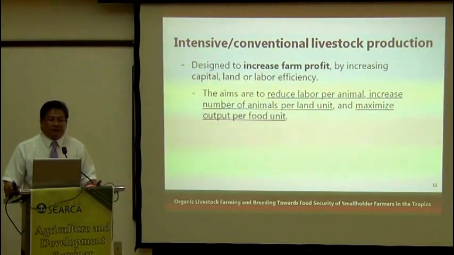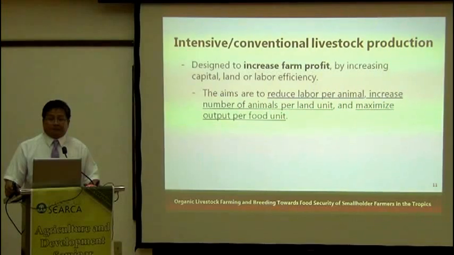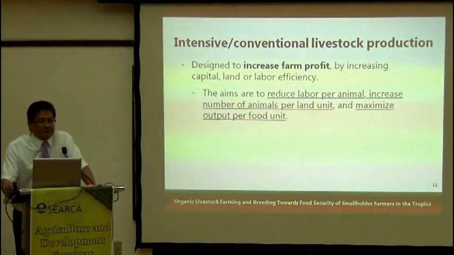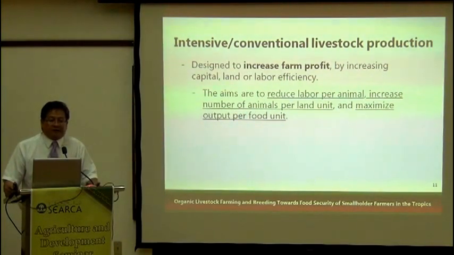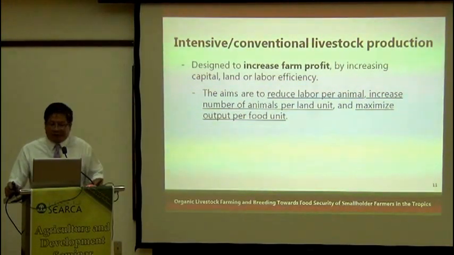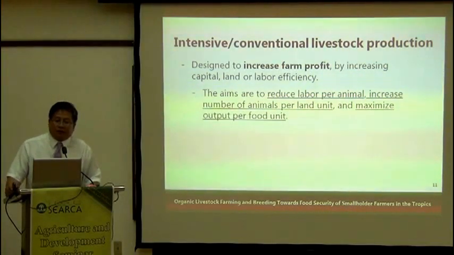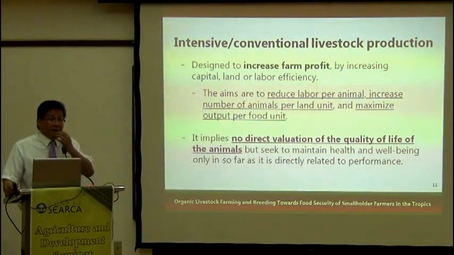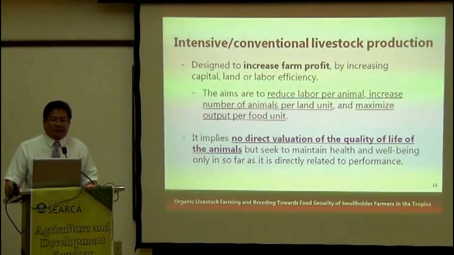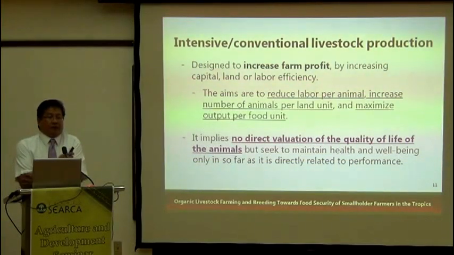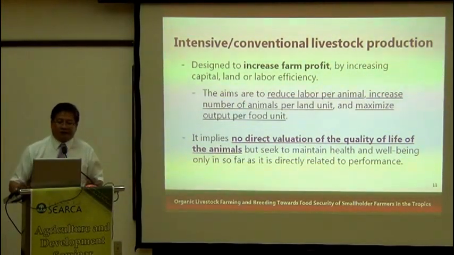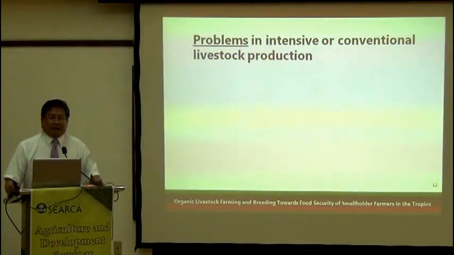When you say intensive or conventional, it's basically designed to increase farm profit. And this is what we were taught when we were freshmen, especially in agriculture. This usually involves increasing capital, land, or labor efficiency, especially for livestock production. The aims are mainly to reduce labor per animal, increase the number of animals per land unit, and maximize output per food unit. However, the way they do intensive livestock production usually implies no direct valuation of the quality of life of the animals. They could seek and maintain health and well-being, but only so far as it is directly related to performance. Hence, you end up with problems.